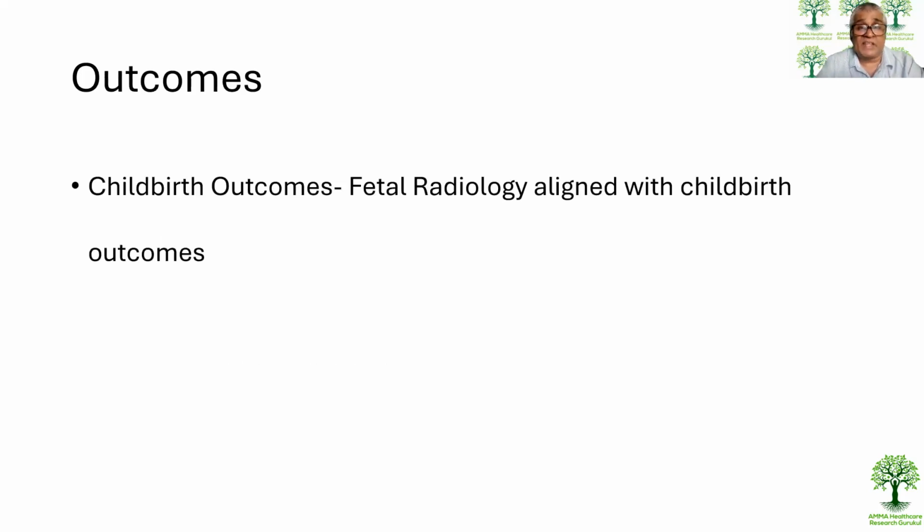It's also aligning all of this information with childbirth outcomes. So fetal radiology and imaging studies, normality and abnormality aligned with childbirth outcomes. So the alignment is with childbirth outcomes, and we see if this abnormality in the fetus actually translates to an abnormal outcome during childbirth, or does it sort of allow a normal childbirth process to happen?